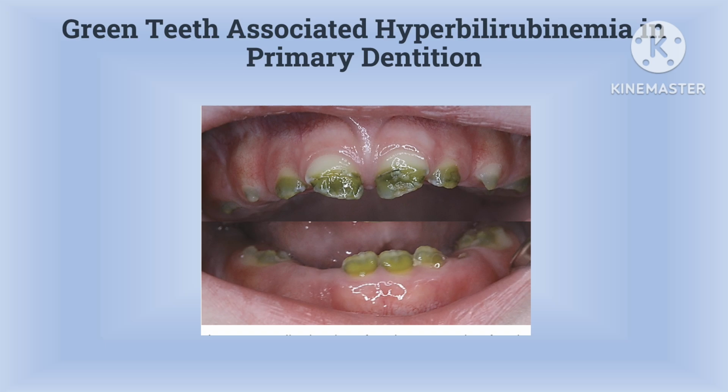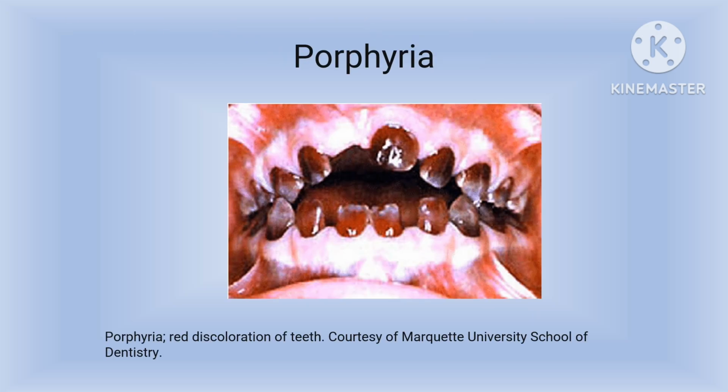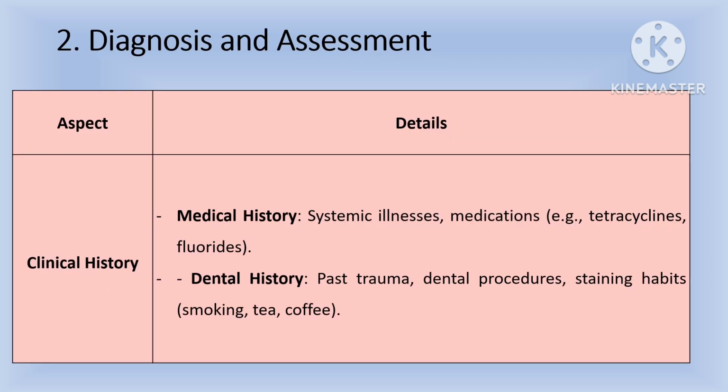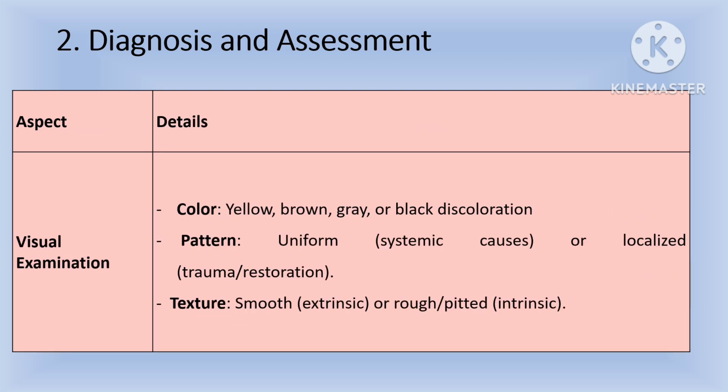Also, porphyria leads to accumulation of porphyrin in dentine, and it gives a reddish brown color appearance. So, coming to diagnosis and assessment of the tooth discoloration, begin by exploring the patient's medical history and the dental history. Check for any systemic illnesses or medications like tetracyclines or fluoride intake.